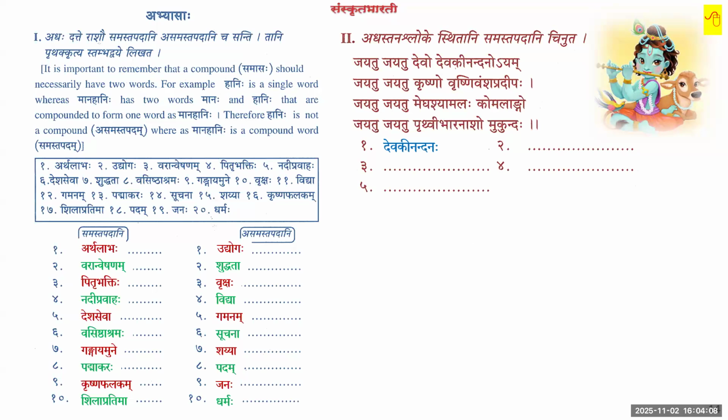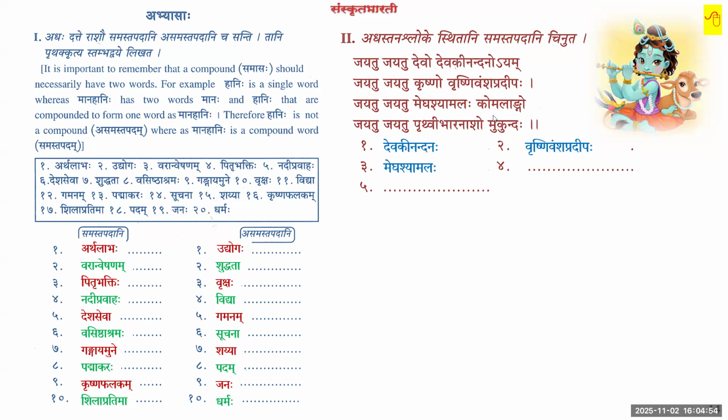Okay, next samastapada, what do you see? Vrishni Vamsha Pradipa. It has a triplet. Vrishnehe Vamshaha, Vrishni Vamshaha, something like that. Vrishni Vamshasya Pradipaha, the one who brightens the lineage of Vrishni. So it's a triplet. There are two samastapadas embedded as one giant one. Okay, well done. Number 3, what do you have? Meghashyamalaha. Megha iva Shyamalaha, one who is dark like the rain cloud.